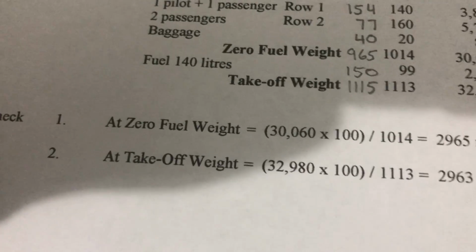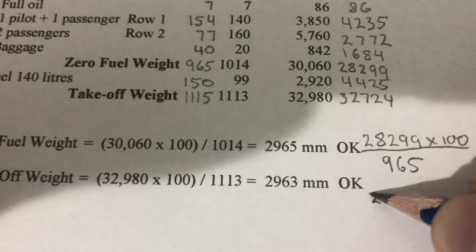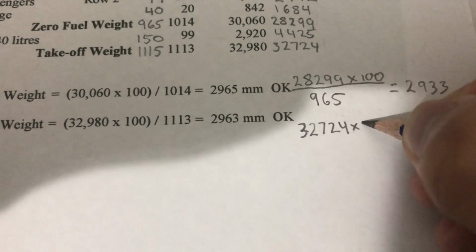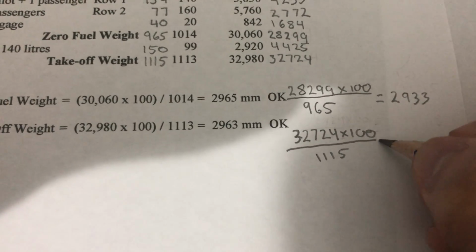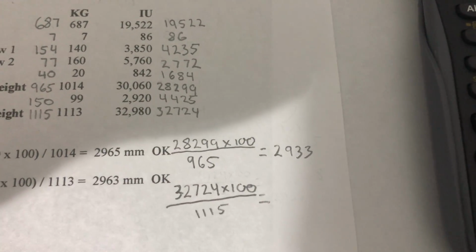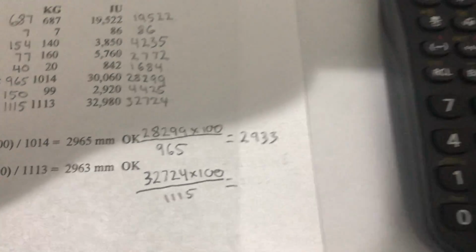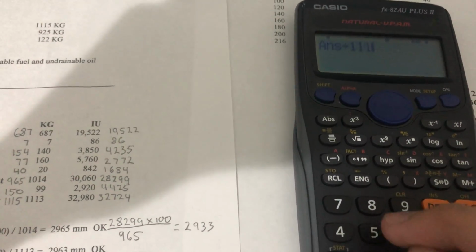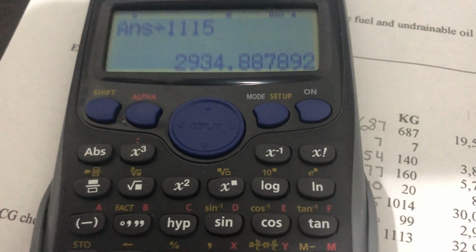And for the takeoff weight, which is over here, 32,724 times 100 divided by 1,115, and that would give us 2,935.